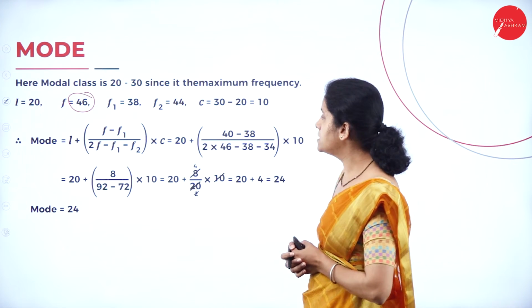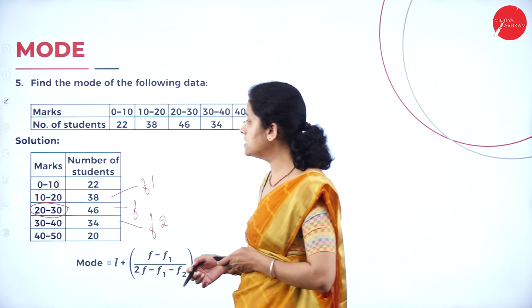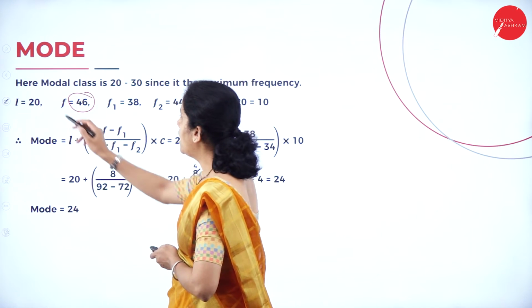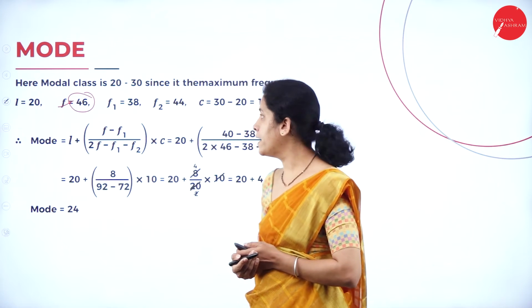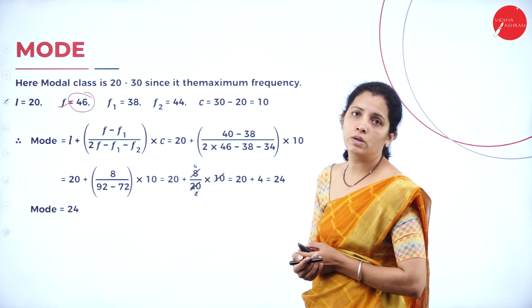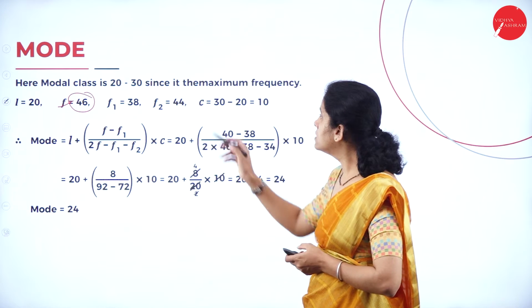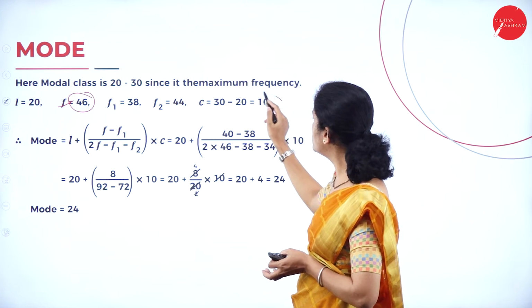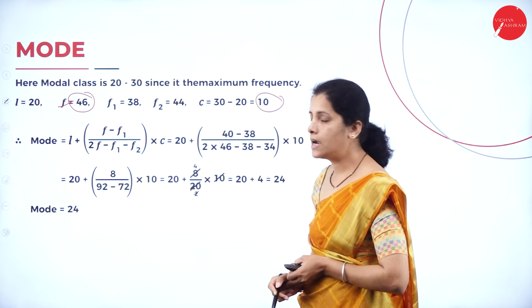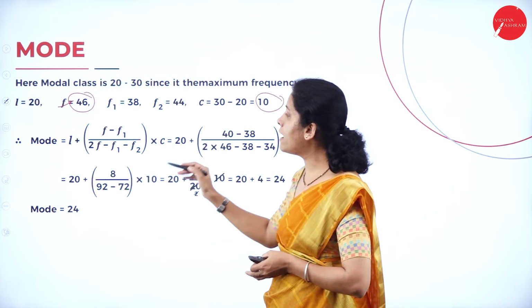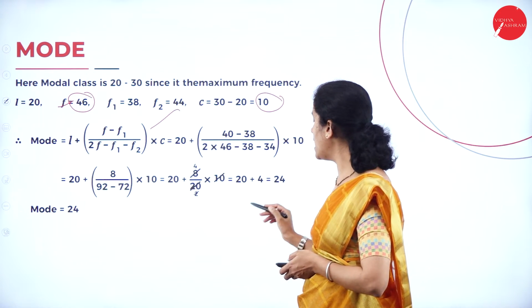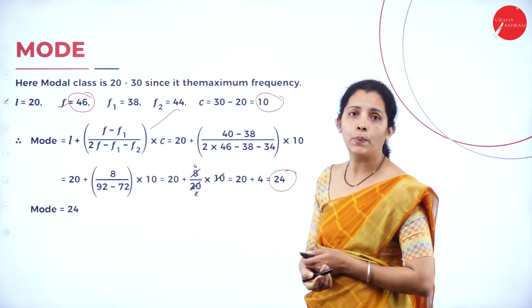Since the maximum frequency is L, how much is it? It is 20. And F is 46, F1 is 38, F2 is 44. Now C is nothing but 30 minus 20, so it is 10. And I'm going to substitute all the values in this formula. After simplifying that, I'm going to get the answer 24.